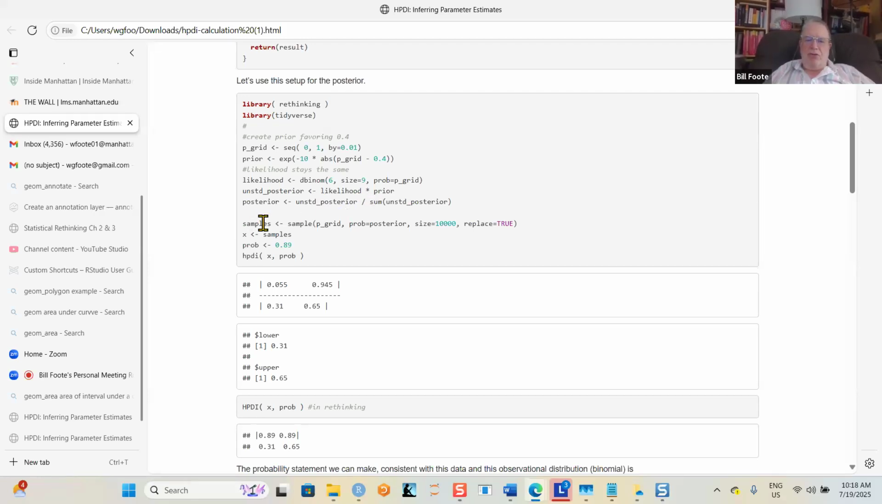Our next job is to do samples. We sample p grid using the posteriors. Now, p grid contains the thing we're estimating. It contains the proportions, and that's the point of it all. The absolute point of it all. Let me get in here a little bit.